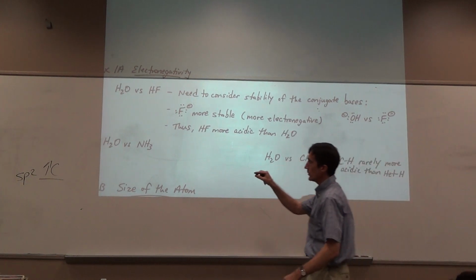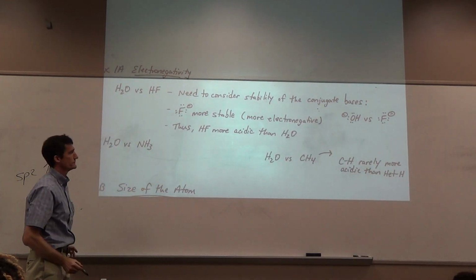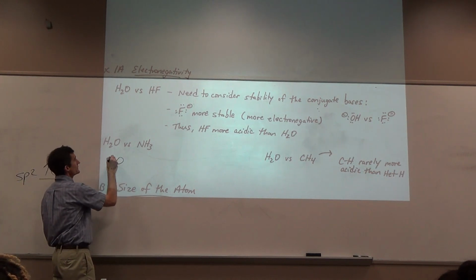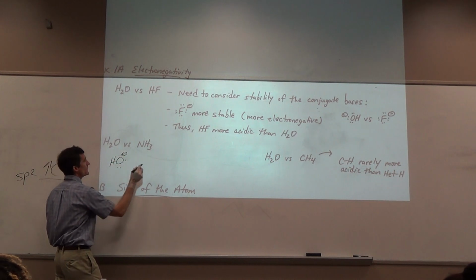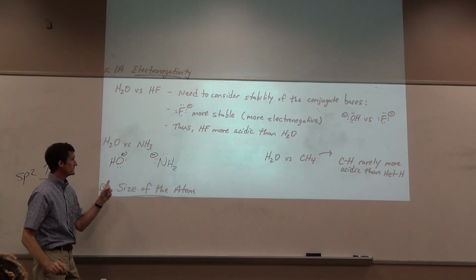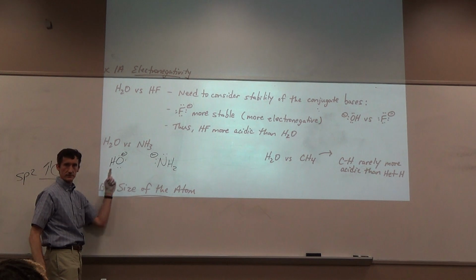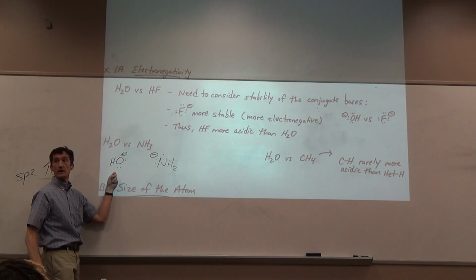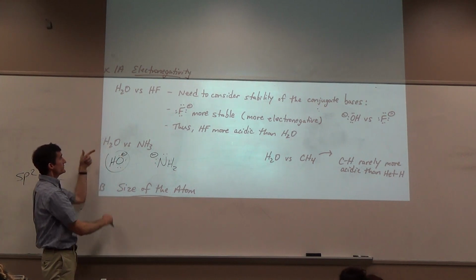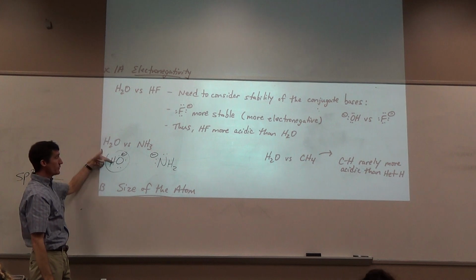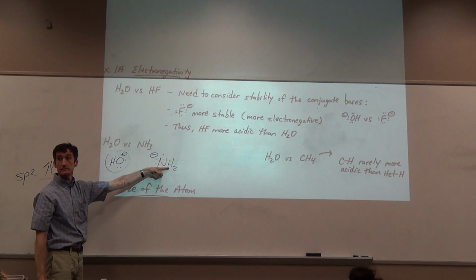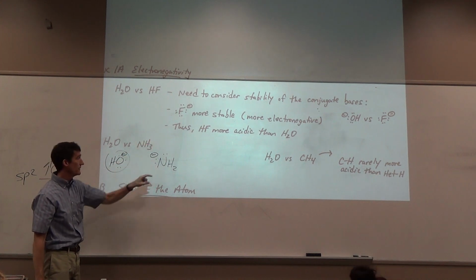Okay? H2O or NH3, which one's a stronger acid? H2O. What do we need to consider? We need to consider hydroxide versus what? Versus the conjugate base. Which one's more stable? O minus or N minus? O minus, more electronegative. This is more stable. That means that water is more willing to give up the H and form this. That guy's like, I don't want to become that. I don't want to become minus as much. So I'm not going to give up my H plus. Okay?